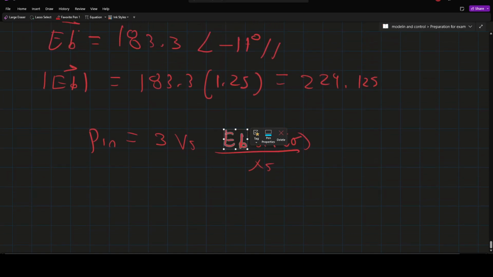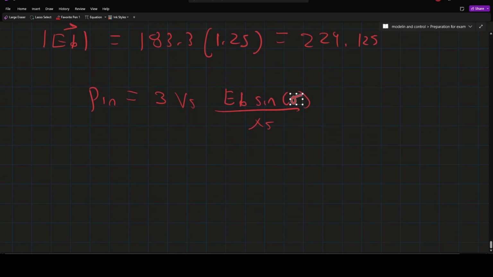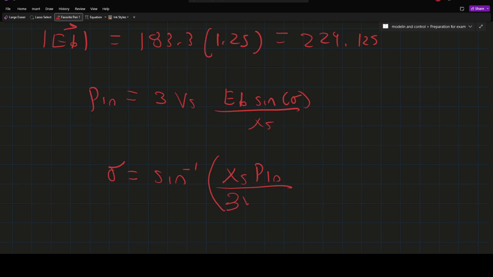So now we know our new magnitude of EV, but we don't know our change in our angle. So we can say that the angle δ equals sine to the minus 1 of Xs times the power over 3 Vs EV.